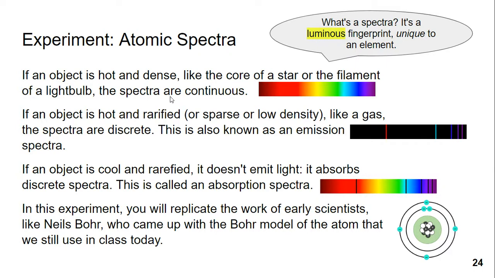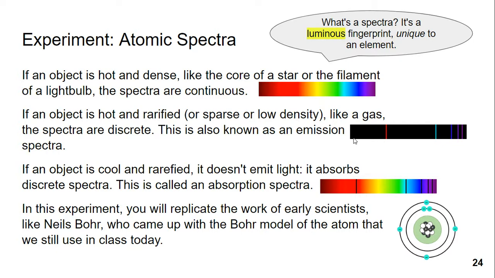If an object is hot and dense, like a star or the filament of a light bulb, the spectra are what we call continuous. And you can see a picture of a continuous spectra here that ranges from red to purple in the visible light spectrum. However, if an object is hot and rarefied, specifically low density like a gas, the spectra are discrete. So we're going to be looking at the spectra of gases. This can also be known as an emission spectra.